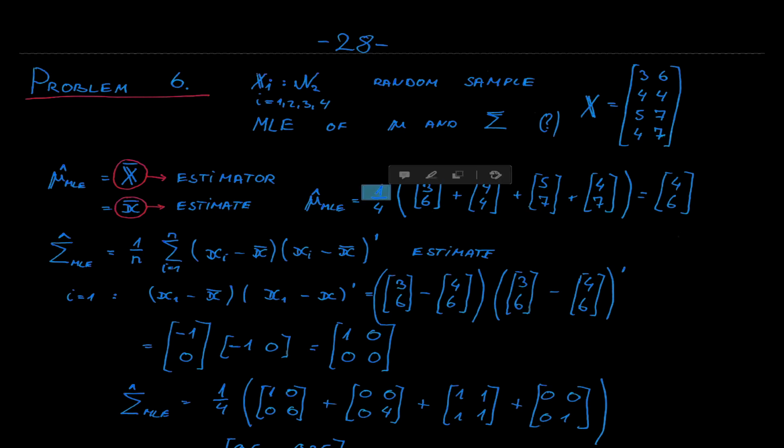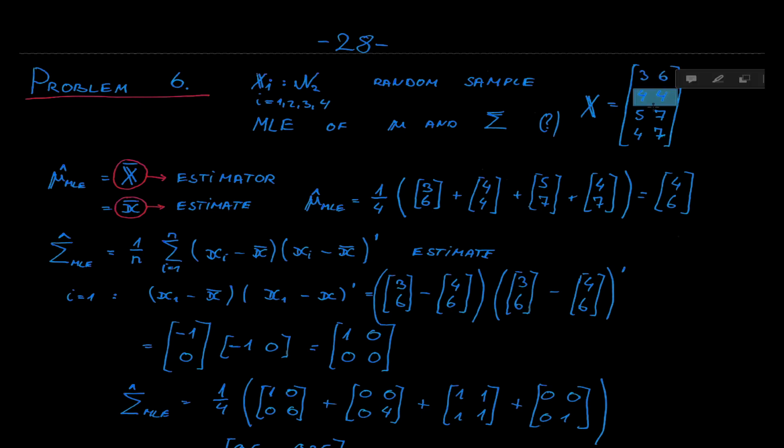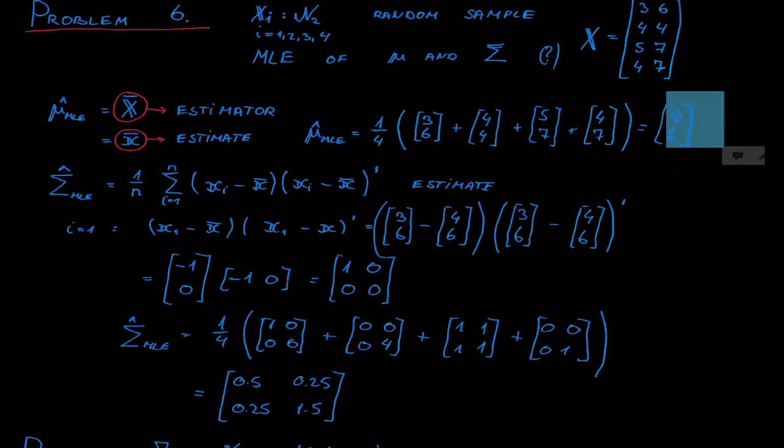So 1 divided by n, 4, times the sum of our vectors xi. Our vectors are (3, 6), (4, 4), (5, 7), and (4, 7). When we just substitute them, we know that the maximum likelihood estimate of our parameter mu is (4, 6).